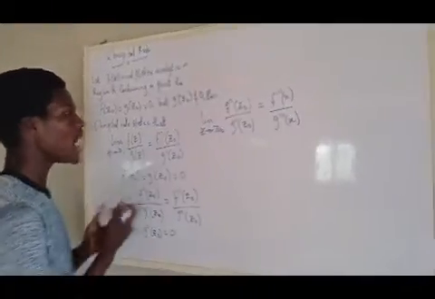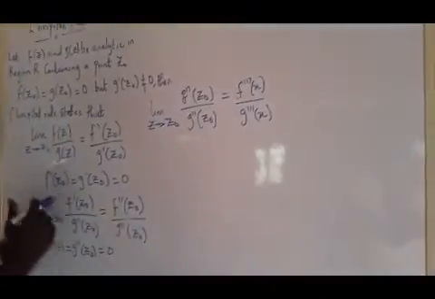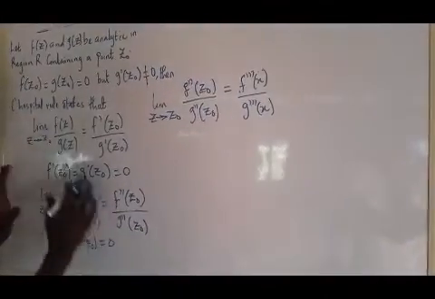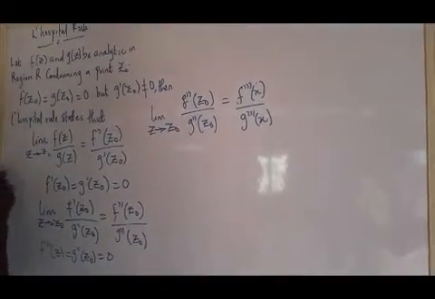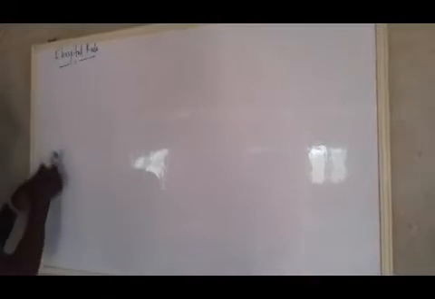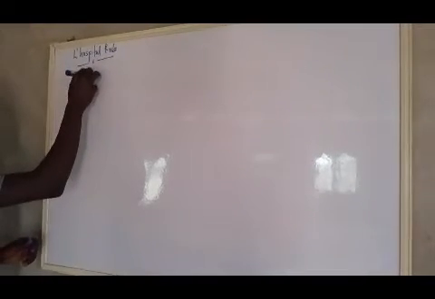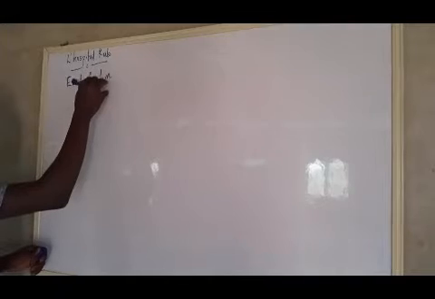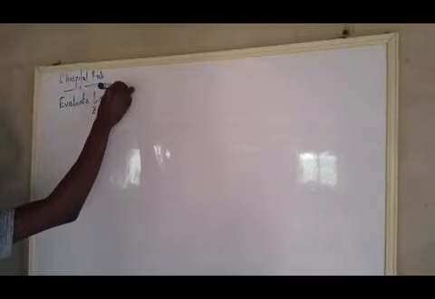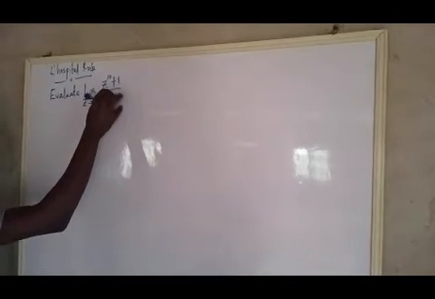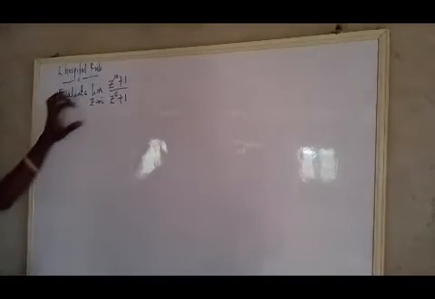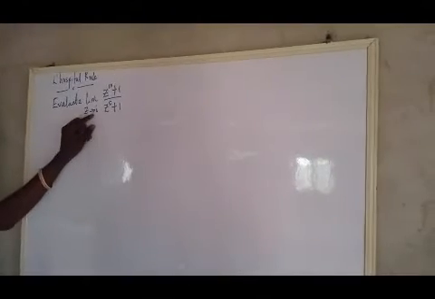So I'll be explaining some examples right now, which will explain what I'm trying to show by this L'Hospital's rule. The first example today: let's say we want to evaluate the limit as z tends to i of z raised to power 10 plus 1 over z raised to power 6 plus 1.